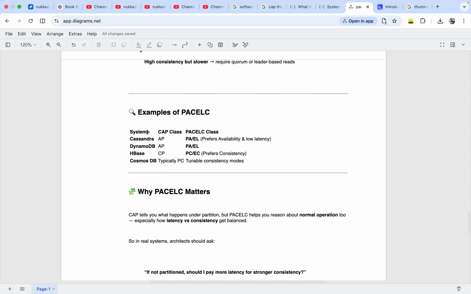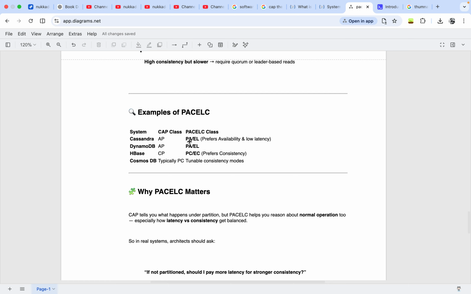Okay, so for example, you can see some of the examples which I have here, like Cassandra. There is the system CAP class and then the PACELC class. Cassandra is an AP by CAP theorem, but by PACELC it is PA/EL. So let me tell you how to understand this PA/EL. What is this slash doing here? What is the meaning of the slash, and the two letters before it and two letters after it?